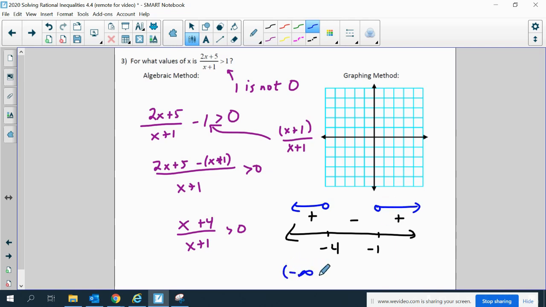It is from -infinity to -4, union -1 to infinity. Now, if I'm using graphing, what I would have to do is graph this in two different ways. I would graph the function y equals (2x plus 5) over (x plus 1). So I know I have a vertical asymptote at -1. I'm scaling this one by ones. And then I have an x-intercept at -5/2. So that would be here.